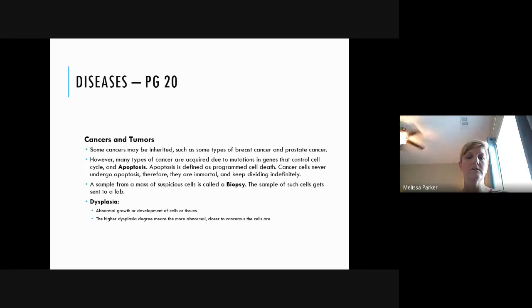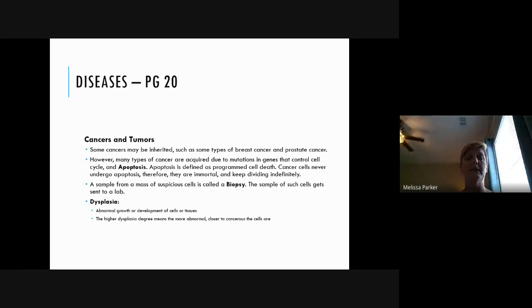So dysplasia, this is abnormal growth or development of cells and tissues. The higher the dysplasia degree means the more abnormal and closer to cancer cells it is. So like for women, we can have dysplasia on our cervix. So we go and we get a pap smear every year, or not every year now, it's every 3 years now, but it used to be every year. And so what happens is the doctor will scrape some of those cervical cells, and then they send it to a lab, and the lab looks at those cells underneath the microscope.